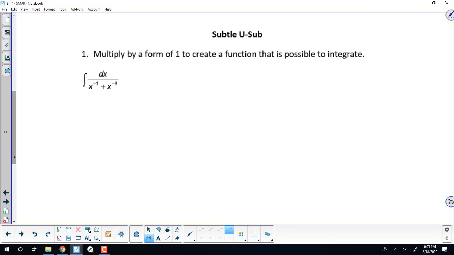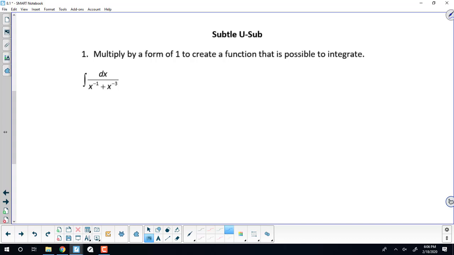Not immediately, but this is one where it says multiply. Most of them won't say that, they'll just say integrate, right? But in our instructions we're going to give indications of what we're supposed to do. It really comes down to pattern recognition: the more of these you do, the more patterns you recognize and say, oh yeah, when I have this particular situation, I should do X, Y, and Z first. So it does say multiply by a form of 1 to create a function that is possible to integrate.